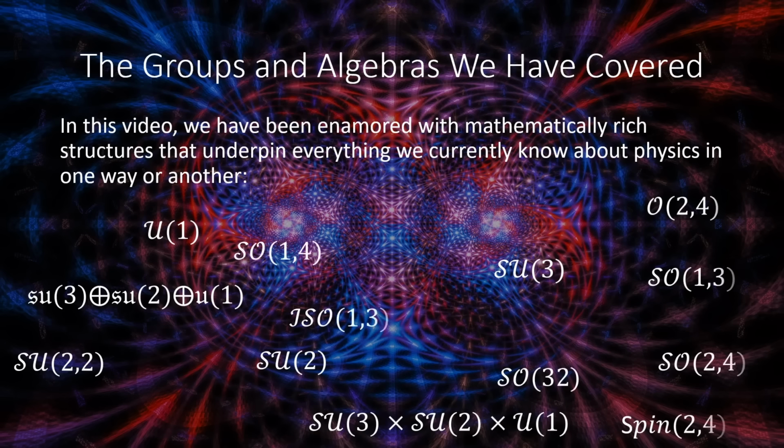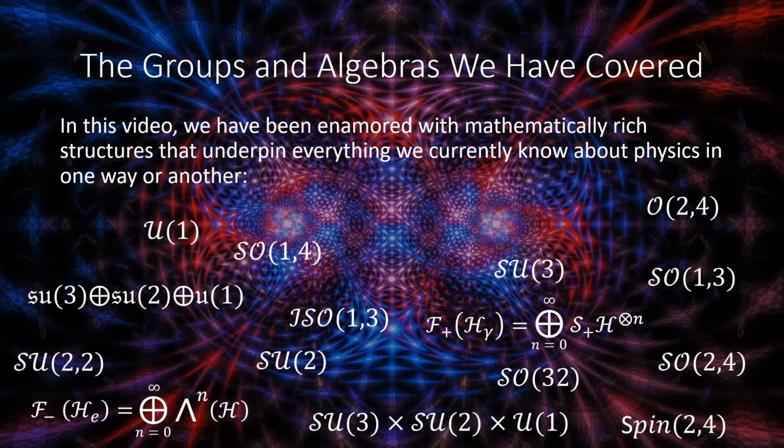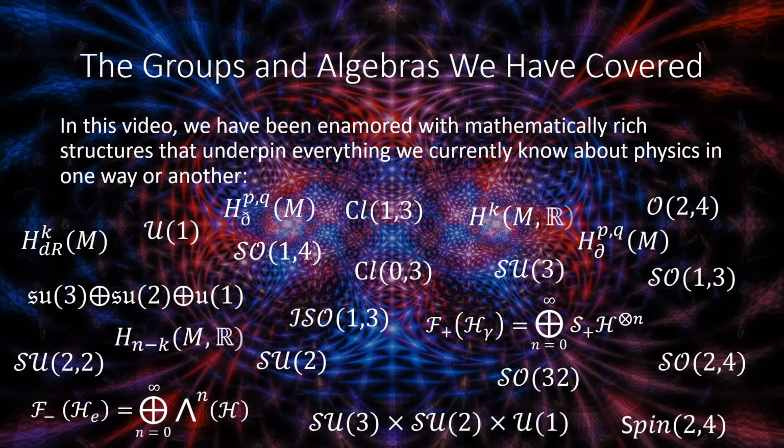Then we have the orthogonal, special orthogonal, and spin groups. Then, of course, we have our Fock spaces, composed of tensor product spaces and exterior product spaces, respectively. And, of course, we have our Clifford algebras. And then we have our homology and cohomology groups. And finally, we have cross-product groups such as E8 cross E8, which will compose our exceptional Lie groups such as E8, E7, E6, and so on.